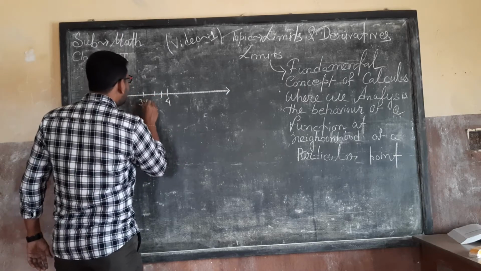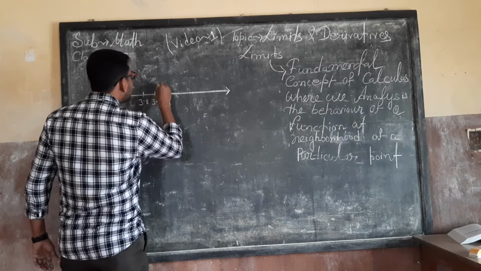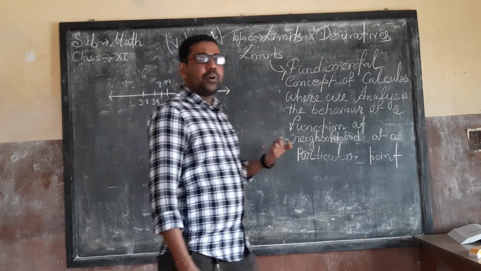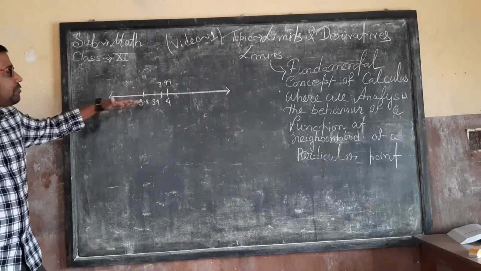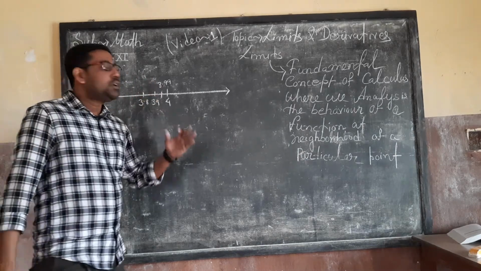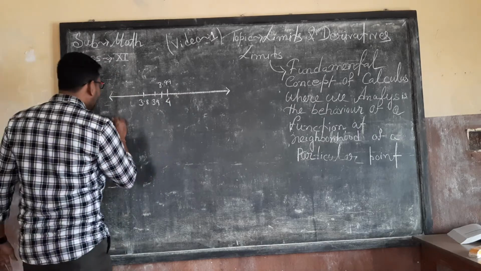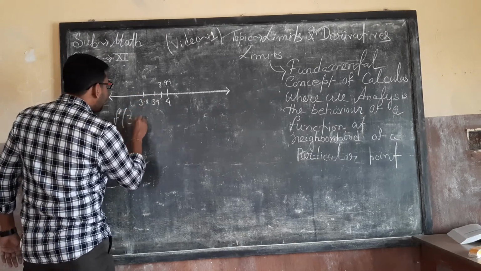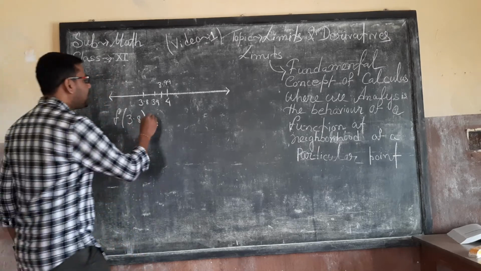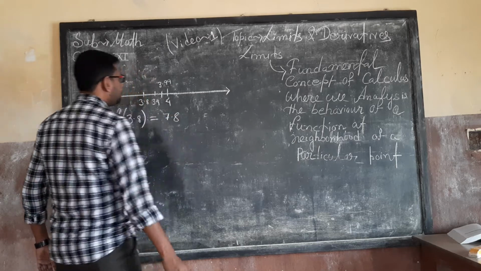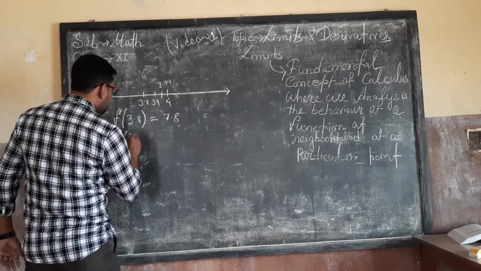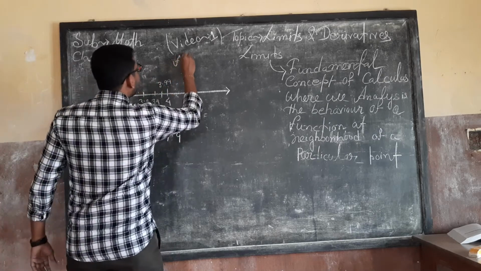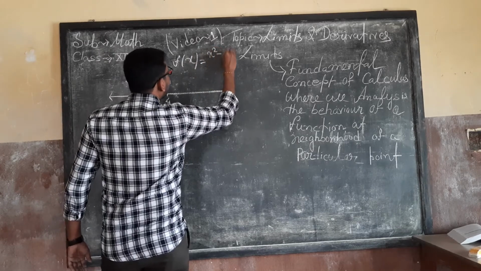Suppose we consider 3.8, 3.9, 3.99. These are neighborhood points of 4, and all these values are very close to 4 but not equal to 4. After that, find the corresponding function values for all the points on the left-hand side of 4. At 3.8, the value of this function is 7.8.